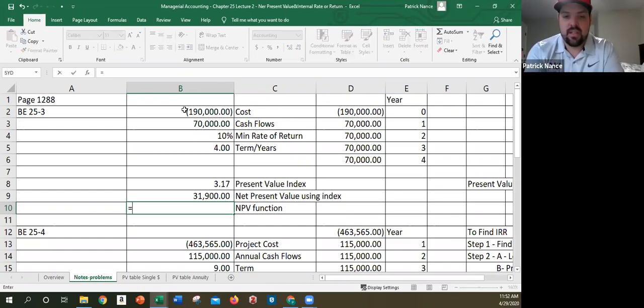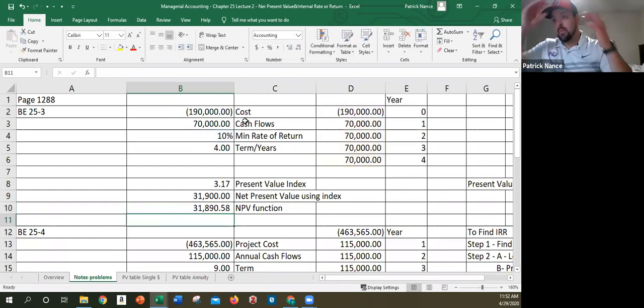So to show you this in the net present value function, equals NPV. My rate is 10%. My values are here. And then remember, I need to add on the back side that 190,000. I could have done this one, doesn't really matter. And that number basically is the same. It's just a little more accurate with the function than it is just using the tables, but either way works.